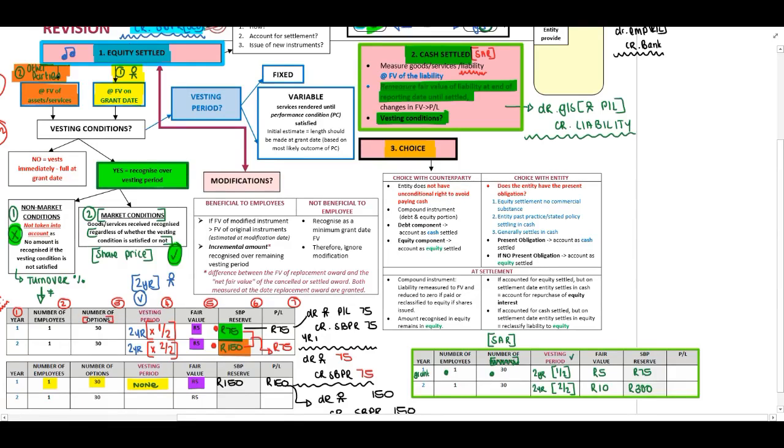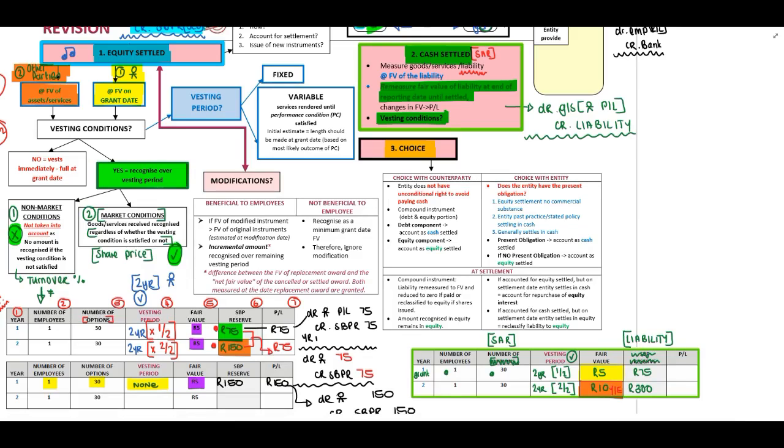Vesting period, yes, therefore recognize over the vesting period. Fair value on grant date will be our 5 Rand. But the fair value at the end of our reporting period will now be 10 Rand. And remember, this will not be a share-based payment reserve. This will be a liability. And our profit and loss column.